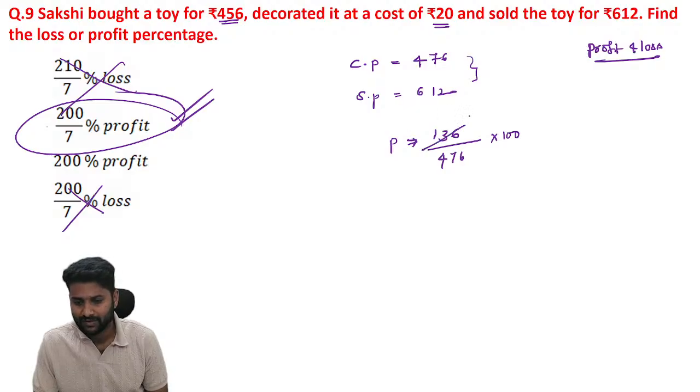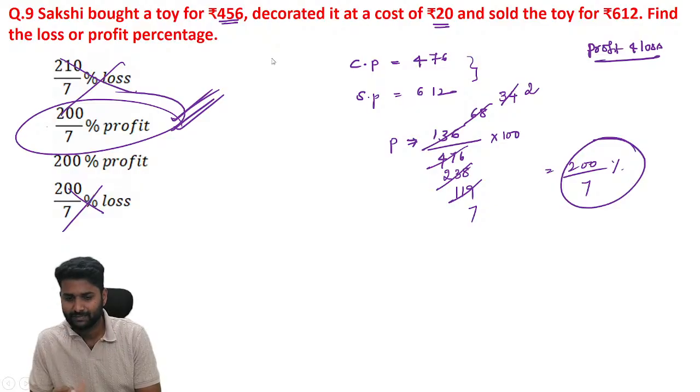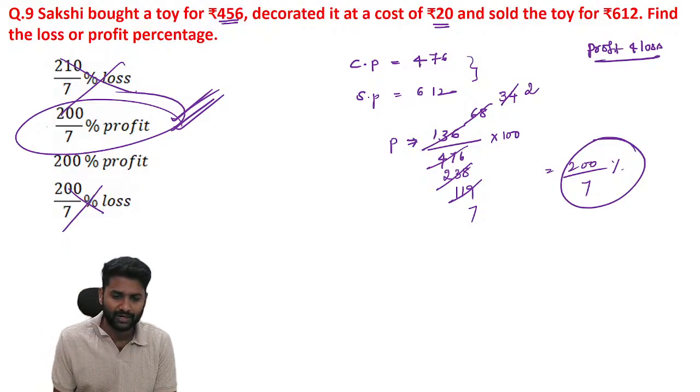Let's go for the simplification. It's 6 times and 8 times. Again, 2, 3, 8. Again, 34 times. Again, it is 1, 1, 9. 17 2 times, 17 7 times. So the value becomes 200 by 7%. This is your answer. Otherwise, it's a basic understanding. If you are good at observation, no need to go for these lengthy calculations.